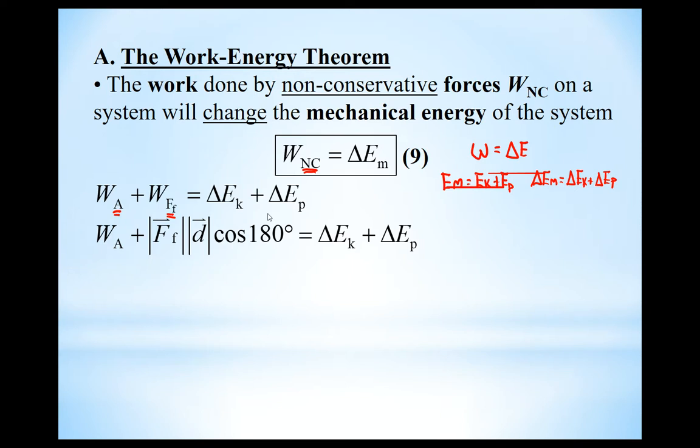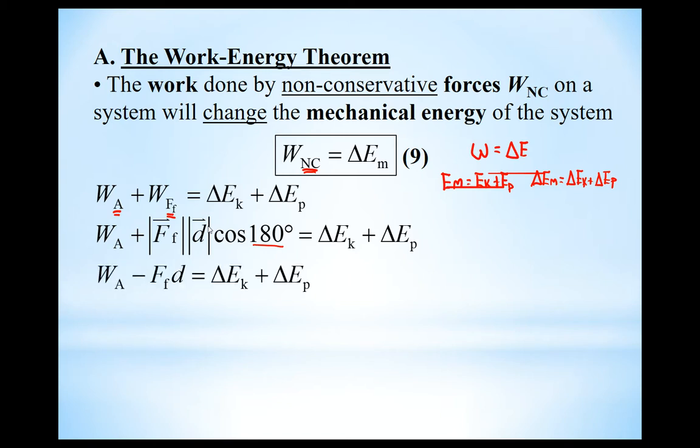Now we're going to expand the friction term a little bit. So the work done by friction, so again, work, if you expand it mathematically, is the magnitude of the force times the displacement times cosine of the angle between the two. So magnitude of the force of friction times the displacement times cosine of 180. 180 is the angle between the force of friction vector and the displacement vector. And the force of friction is always in direct opposition to the direction that you're moving.